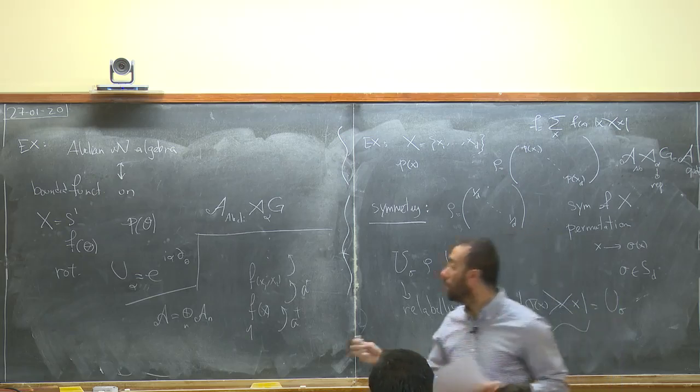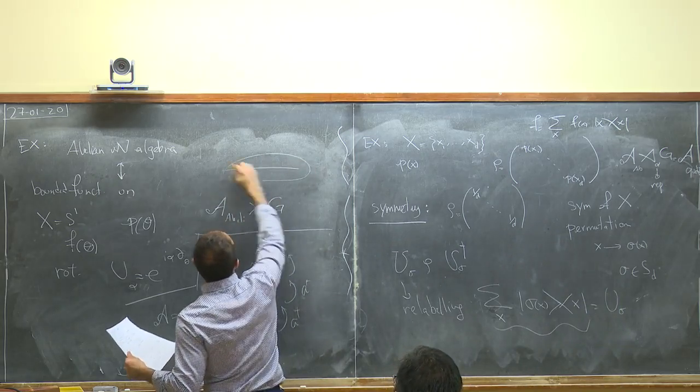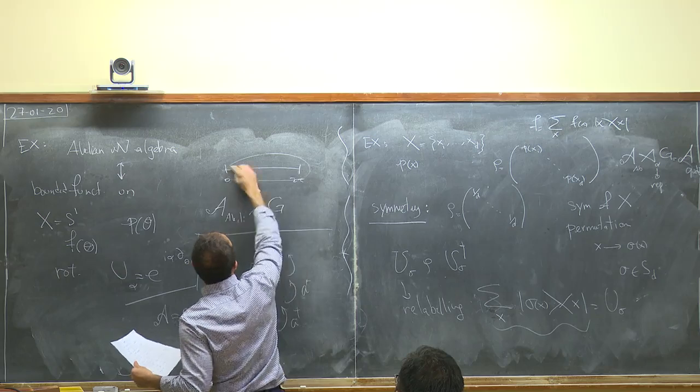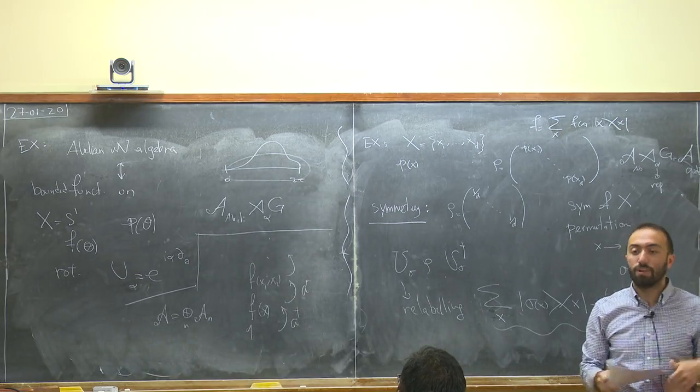No. F of theta means a function on theta. F of theta means like if this is 0 and this is 2 pi, f of theta is this. It's some function. It's not localized necessarily anywhere.